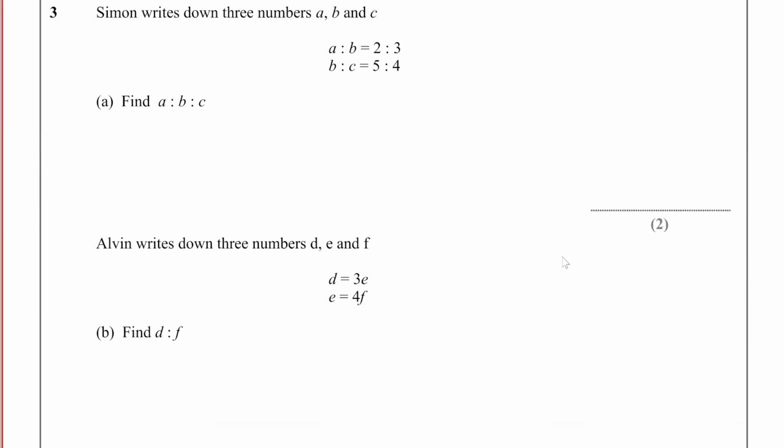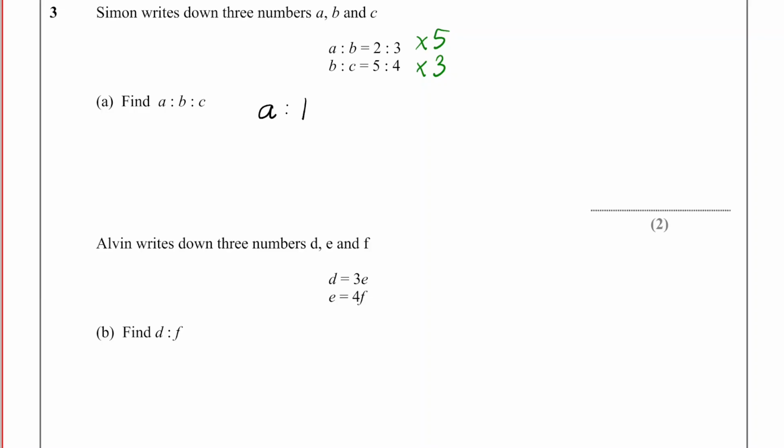Question 3. Simon writes down 3 numbers, A, B, and C. We've got a ratio of A to B, 2 to 3. The ratio of B to C is 5 to 4. We want the ratio of A to B to C. So in these questions, we've got a B in both. We need the B's to be the same. How can we make them the same? We've got a 3 and a 5. If we times the first one by 5 and the second one by 3, the B's will both be 15.